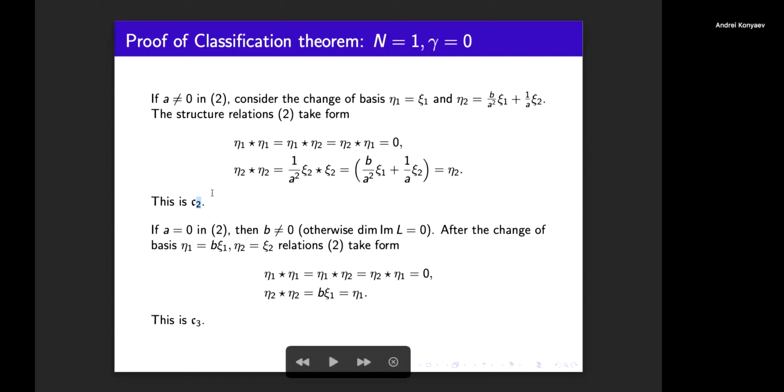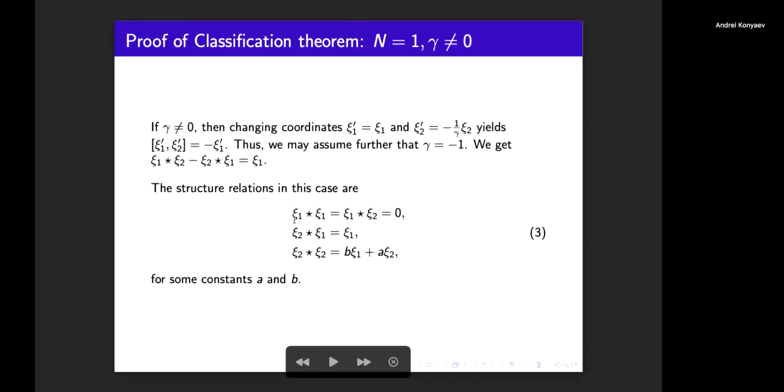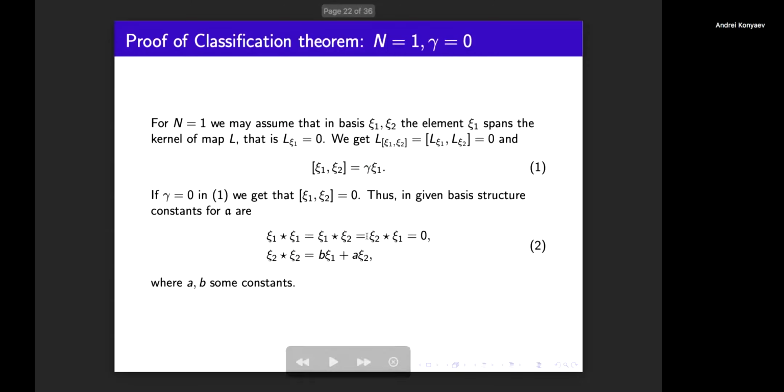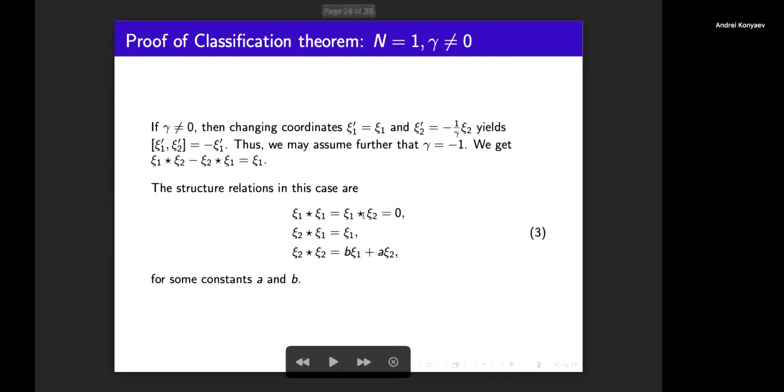Then we go step by step. We assume that a is 0 and b is not 0, and then we come up with a coordinate change and we get C3. And then we arrive at the case when gamma is not 0. So we say that after a coordinate change, we can change the coordinates to get gamma equal to -1, which is a very simple coordinate change. It goes like this. See, so without loss of generality, we have these new coordinates, right? The difference from the first two was that here we had a 0, and here we have that xi1, xi2 is 0, and xi2, xi1 is xi1. And we again have two constants, and we go all over again.